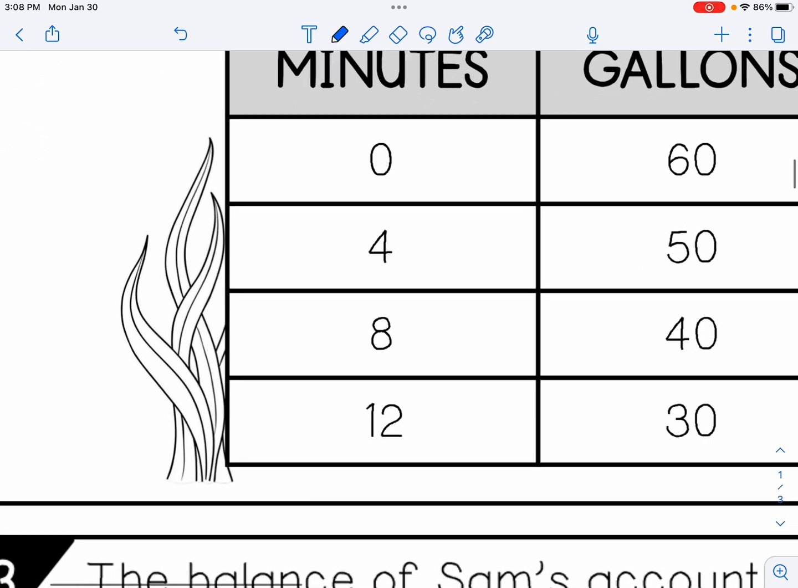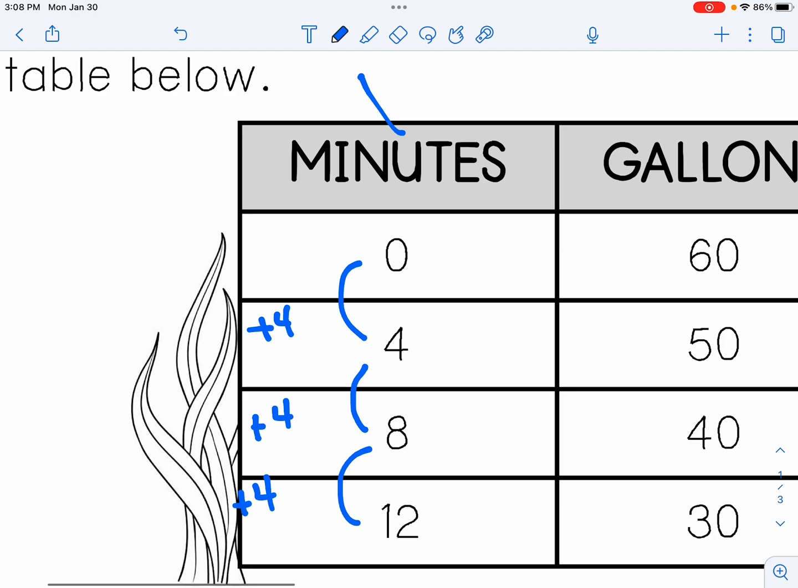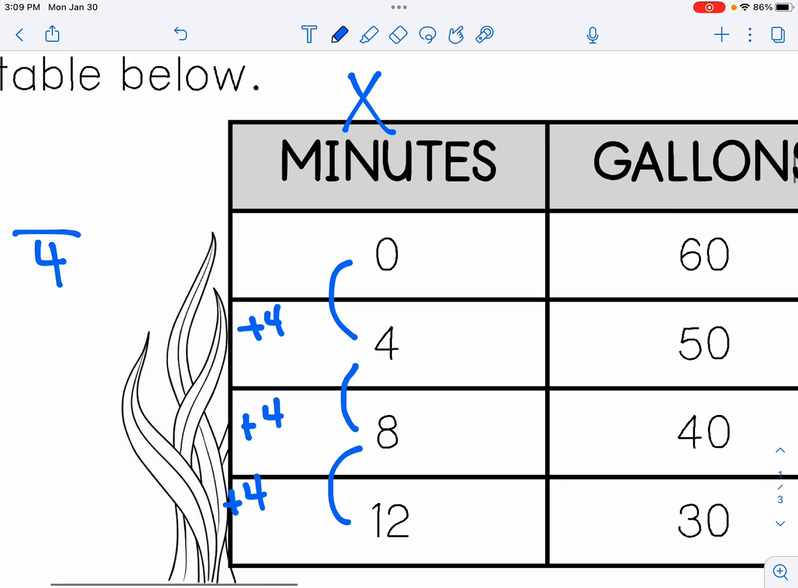So when I'm given a table, I'm going to look at the change. So from 0 to 4, it was an increase of 4. Continuing 4 to 8, an increase of 4. And 8 to 12 was an increase of 4. So this is my x value, and this number will go on the bottom of my slope.